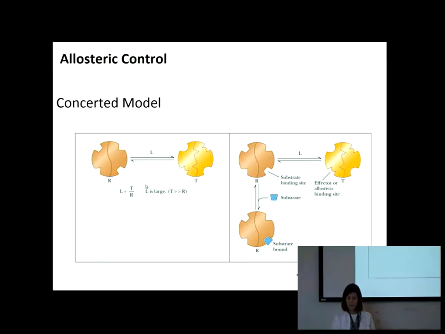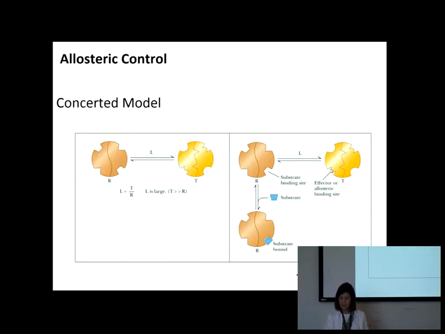So here we have our relaxed and our taut states. Our substrates can bind into these little square things. Here, in the relaxed state, the active site is nice and open, easy to bind. You can see in the taut state, the conformation is not so easy to bind. At the beginning, without substrate around, the equilibrium lies towards the taut state. So this L, this equilibrium constant, is very large. We have much more taut than relaxed.